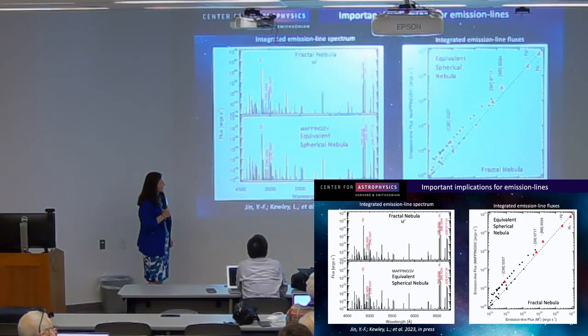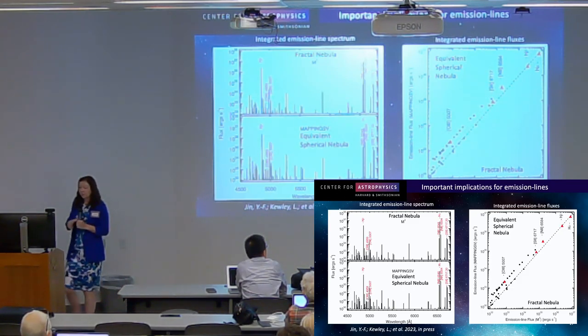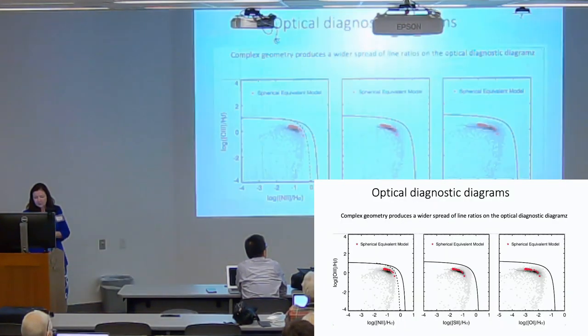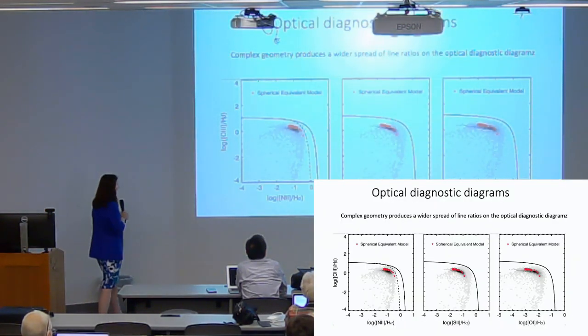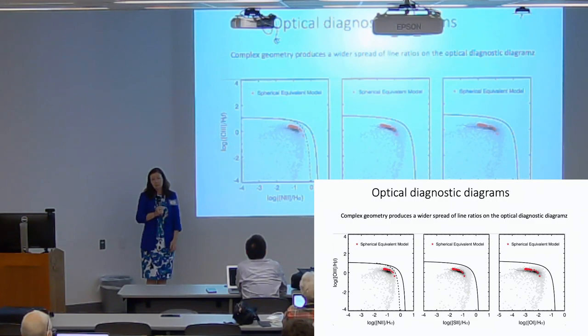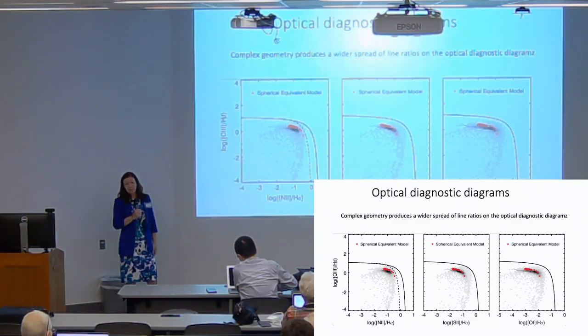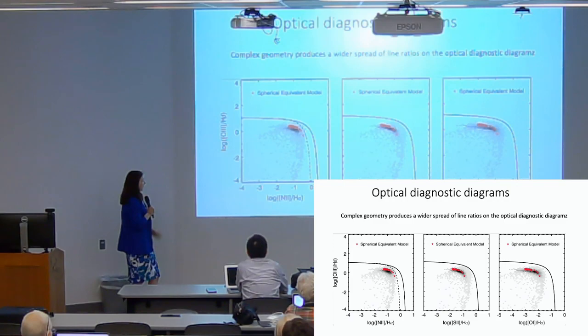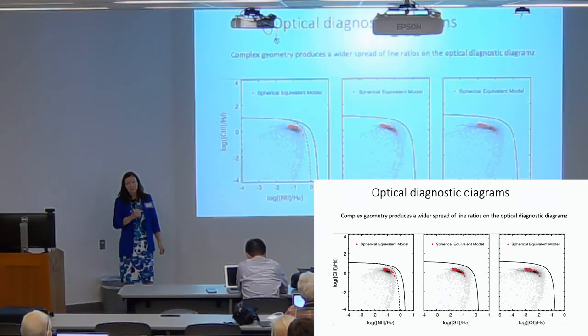But what's happening is that we've got lines like oxygen III 5007, sulfur II, even nitrogen II, which are produced in different amounts in the fractal nebula compared to the MAPPINGS models. This is then going to impact all sorts of diagnostics, from the optical diagnostic diagrams to metallicity diagnostics, ionization parameter diagnostics, and so on. So we're now running a big grid of models in order to recalibrate those diagnostics using the fractal geometries.